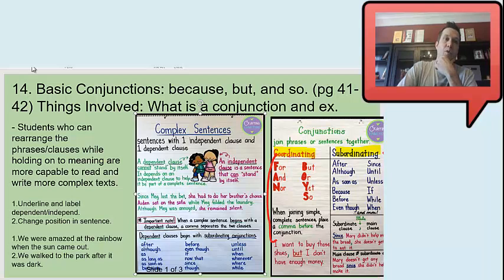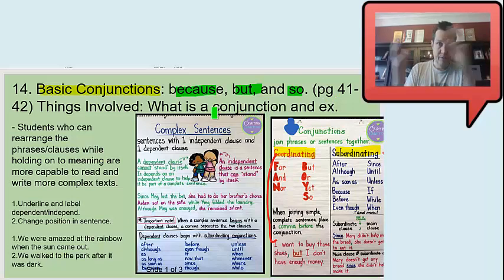I just put here on this one, this is SL14. On this one is basic conjunction. So this is a very, very famous activity for coordinating conjunctions. So we're focused on this side of it right here, the coordinating conjunctions. And in this one, you're going to be having kids use because, but, and so in their writing. It's found on pages 41, 42.